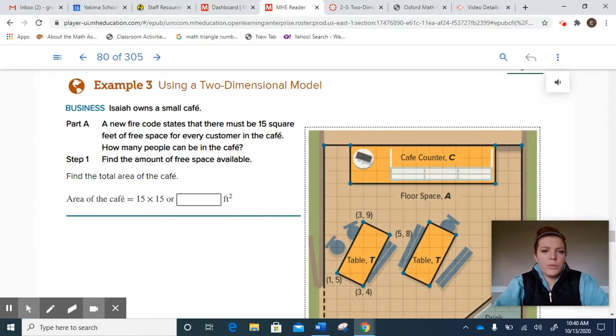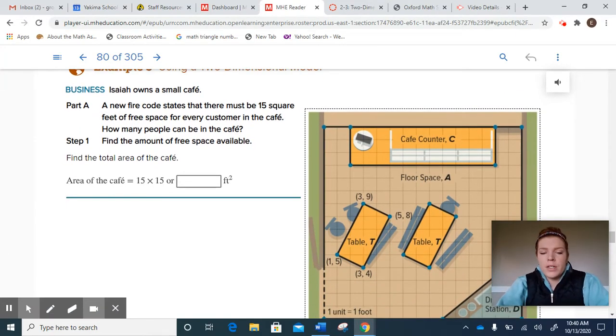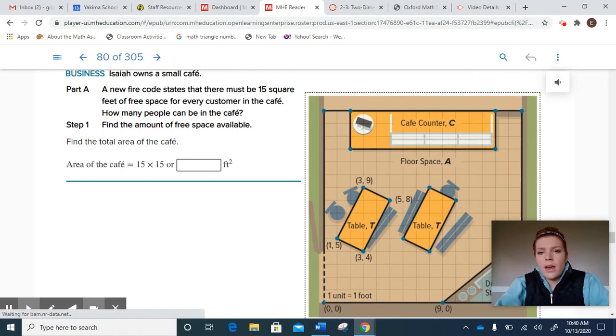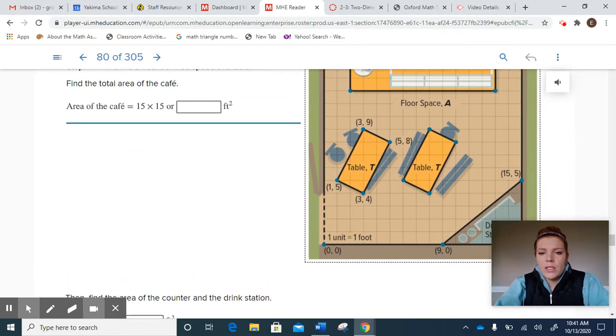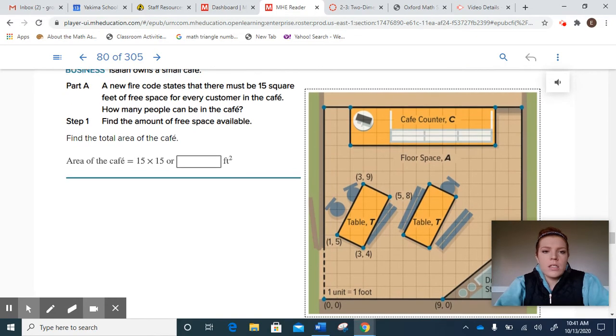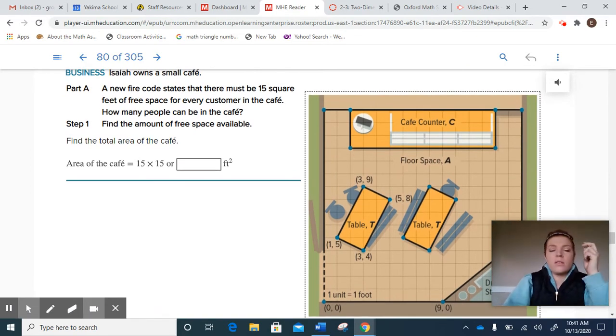So let's go ahead and try a word problem. We have, for example 3, this cafe with a couple tables, a counter, and a drink station. And it says that fire codes state that there must be 15 square feet for every one customer in the cafe. How many people can fit into the cafe?